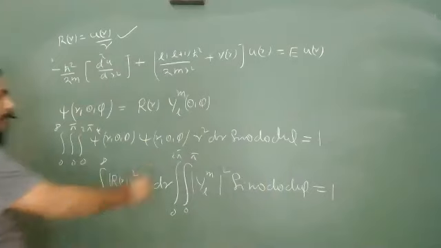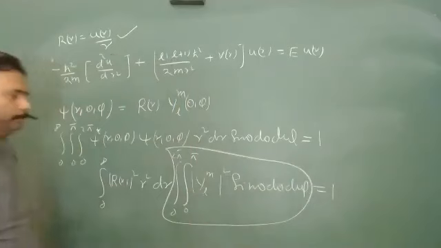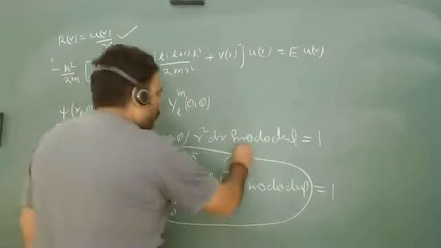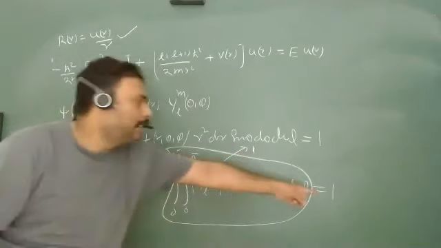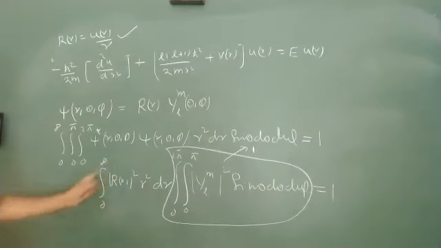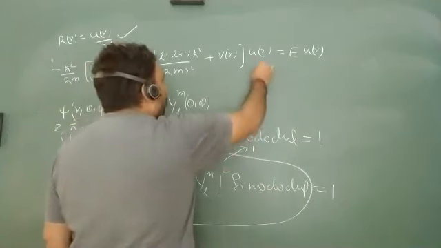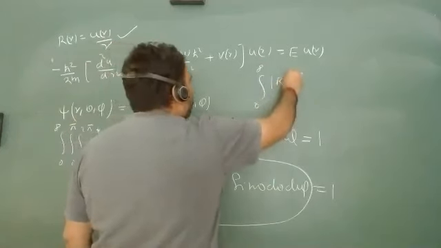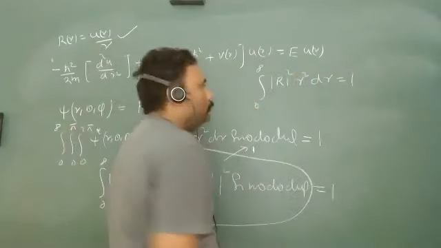Can you remember what the value of this integration is? It is 1. This integration is 1. So obviously the right hand side is 1. This integration is 1, then the remaining part must also be 1. So the integral from 0 to infinity of mod R square r square dr must be equal to 1.